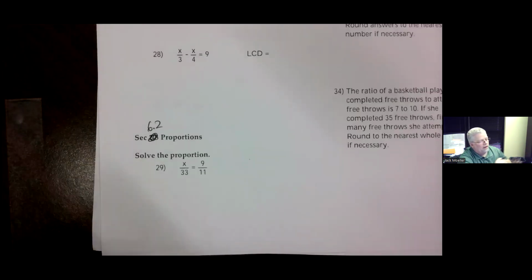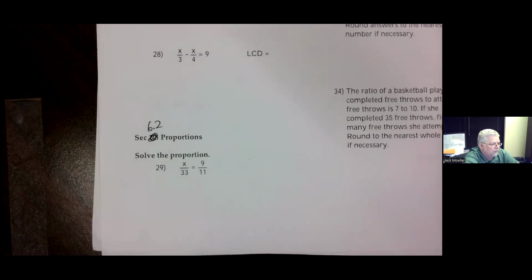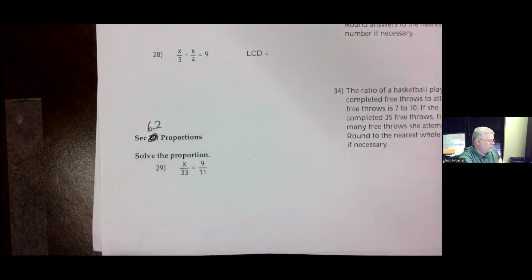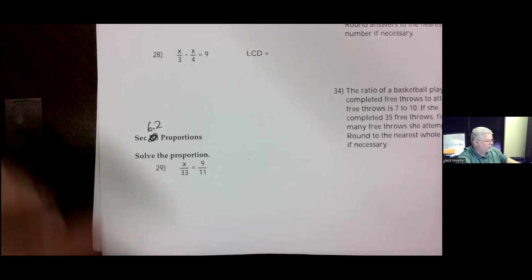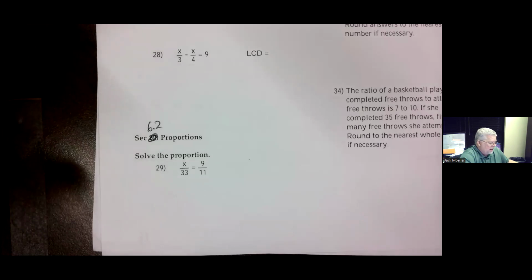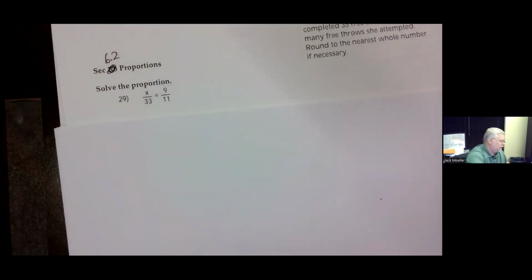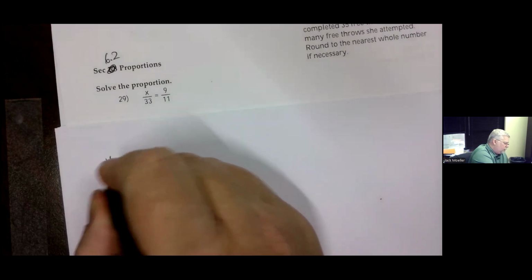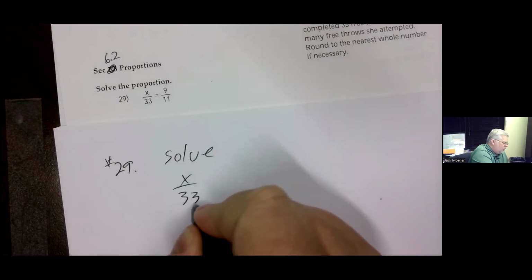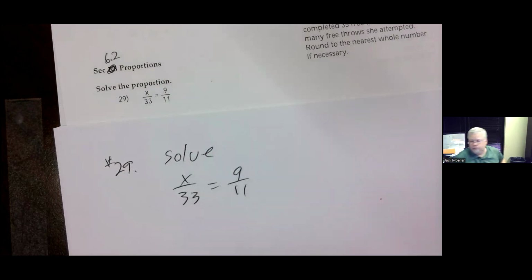So how do we solve a proportion like this? Well, there is a preferred way to do this. For this first example, I want to show you what happens if we do the same process that we did with a problem like 28 and clear the denominator, just to show you that that can work. Then I'll compare that with the other way, and I think you'll see why we do the other way. All right, so for 29, we're solving x over 33 equals 9/11.